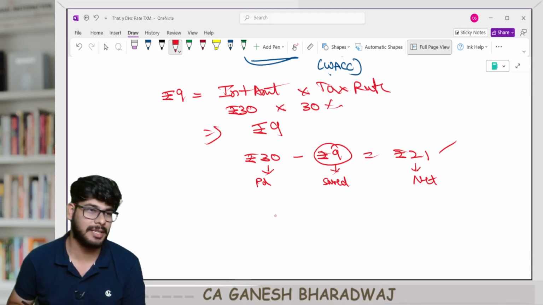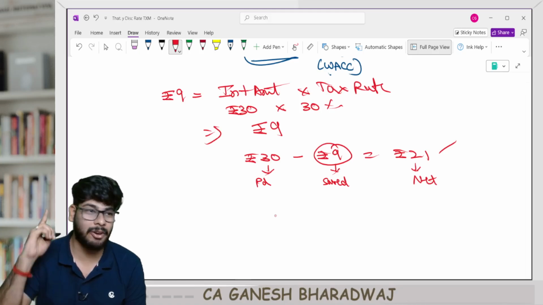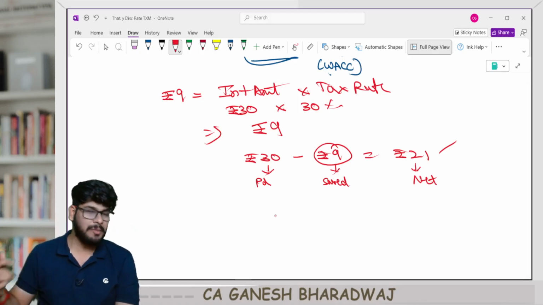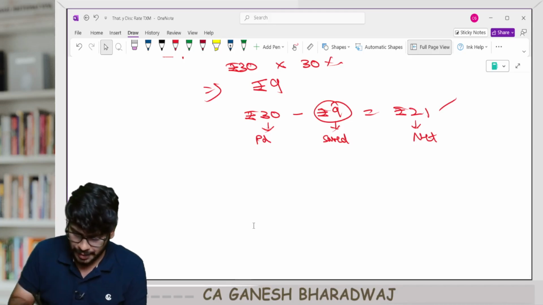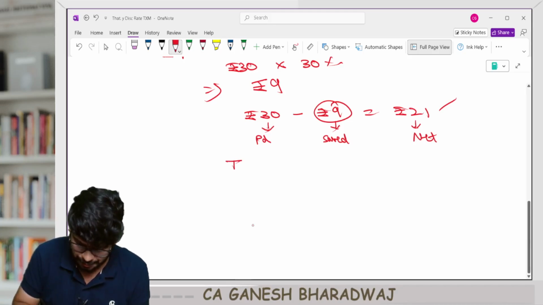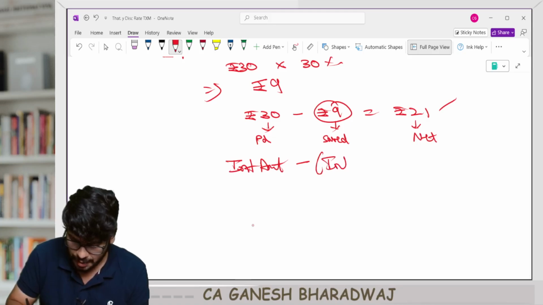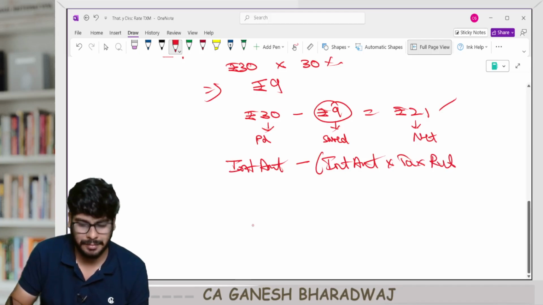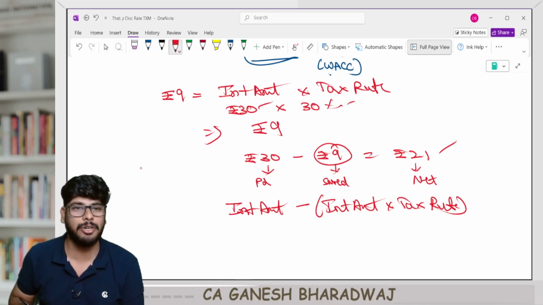Is this facility available on preference dividend? It's there only on interest. Correct? So one more point: how did we compute this figure? Can we say that this 30 rupees is nothing but the interest amount, and this 9 rupees is nothing but the interest amount into the tax rate? Just now we calculated, no? Interest amount into tax rate.